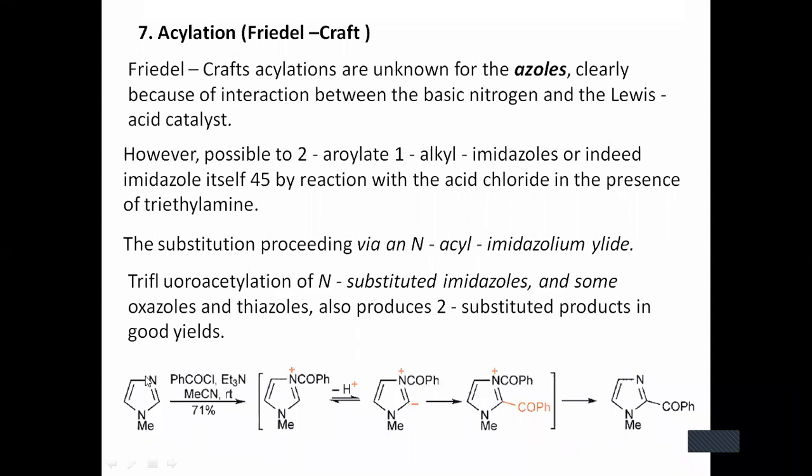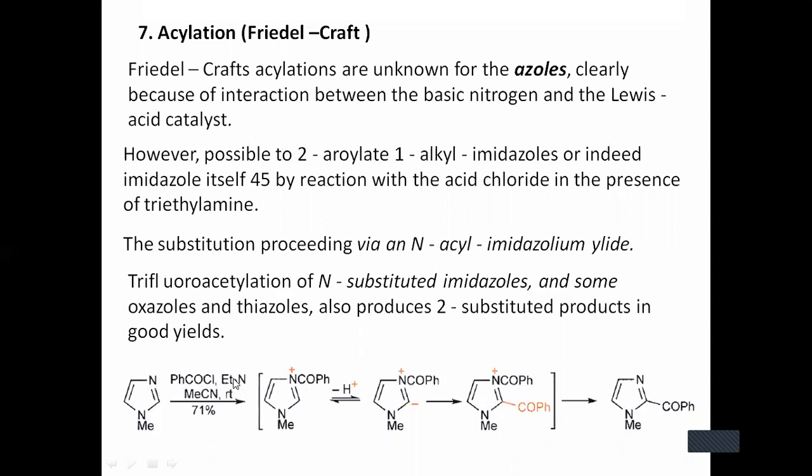When you carry out this acylation, here the Lewis acid catalyst is replaced by a strong base, and only then is acylation possible at a particular position. First it will go to the nitrogen, and then it will migrate from this position to this position, and you get this. But here again, a Friedel-Crafts catalyst is not employed.